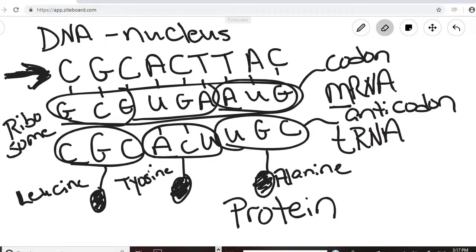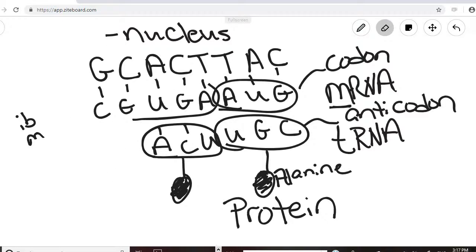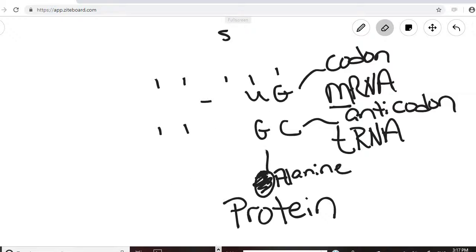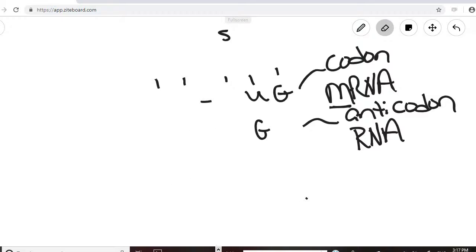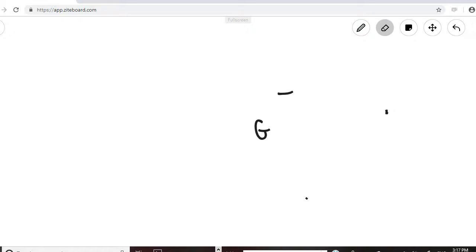Okay, so that's just a quick review of the process of protein synthesis that we talked about last week. Be sure that if you're given a strand of DNA, you could say what the messenger RNA and transfer RNA would look like for that particular strand.